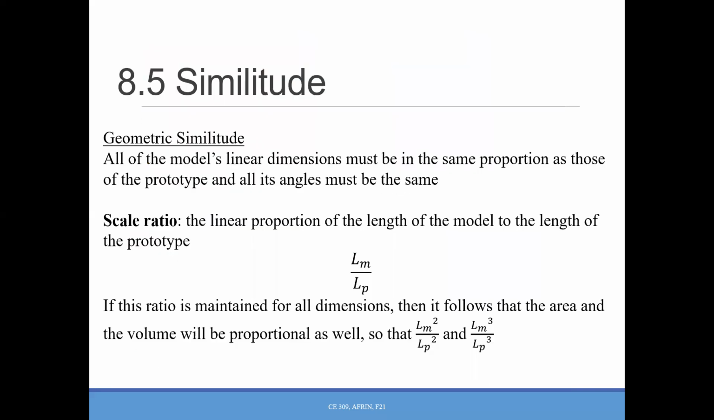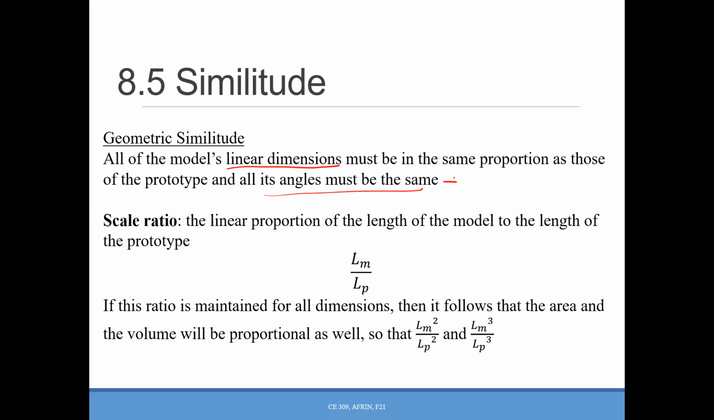So as I was saying, there must be some sort of measure so that you can replicate the results from the model to the actual object. There are three types of similitude we need to consider. The first one is the geometric similitude. You can get the idea that it's related to geometry. It says that all of the model's linear dimensions must be in the same proportion as those of the prototype, and all its angles must be the same.